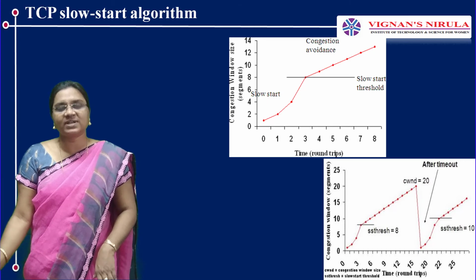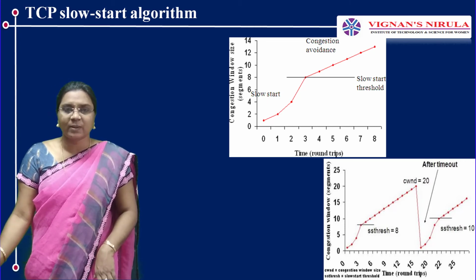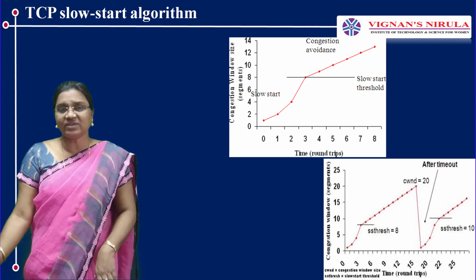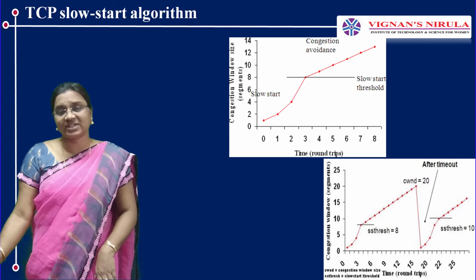So here you can observe at the initial stage we have the congestion window at 0, and the window size is increased exponentially until the threshold is met. So here we have considered the slow start threshold is set to 8, right? By default the threshold is set to 8.